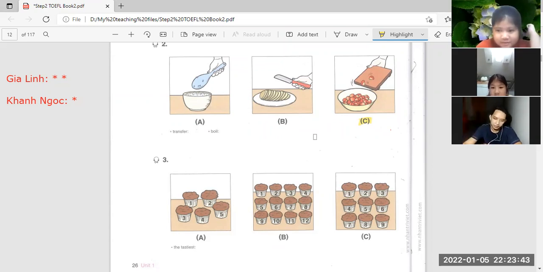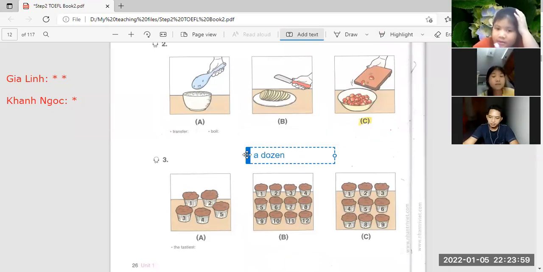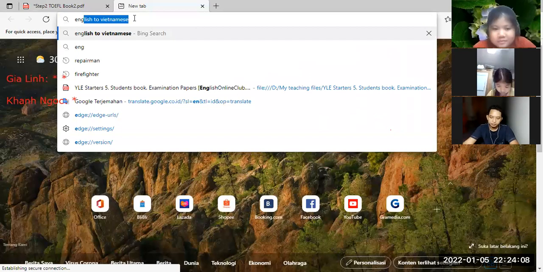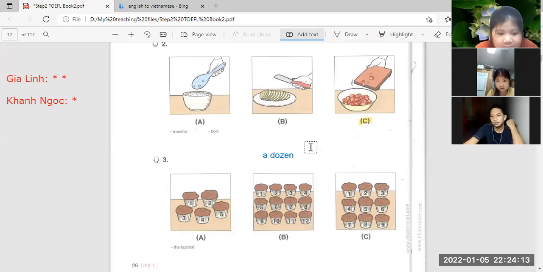What about Khánh Ngọc? I choose B. All right. Because it says a dozen. Do you guys know what is a dozen? Yelling, do you know this in Vietnamese? Can you hear me? Do you know the word a dozen in Vietnamese? I don't know it. What about Khánh Ngọc? Do you know? I don't know.